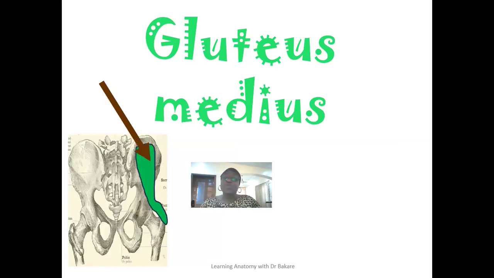But for this class, we will be focusing on the gluteus medius. In this lecture, we'll be looking at where this muscle originates from and also its insertion point. We'll also be highlighting the details that you should know as students of anatomy.